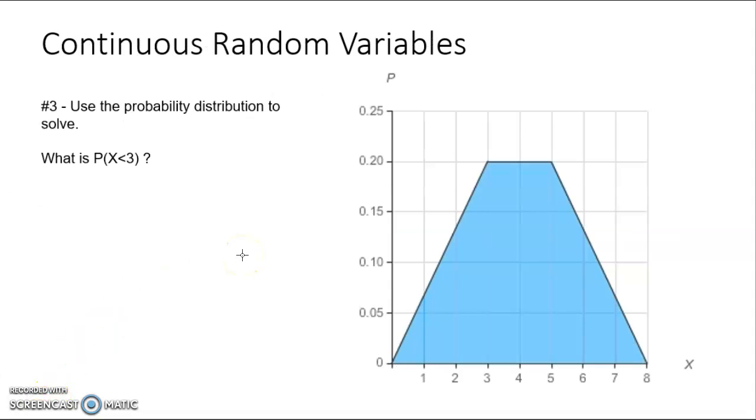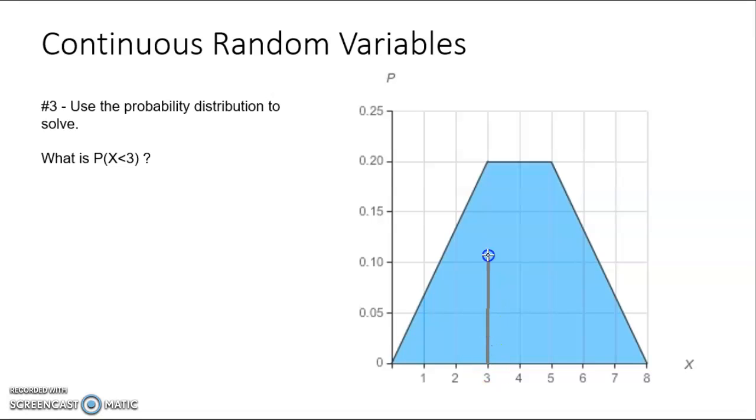Okay, for number 3 it says use the probability distribution to solve. What's the probability that x is less than 3? Again, we're looking at this region where x is less than 3. 3 is right here, so less than 3 would be everything from 0 up to 3. Let's go ahead and shade in that region.